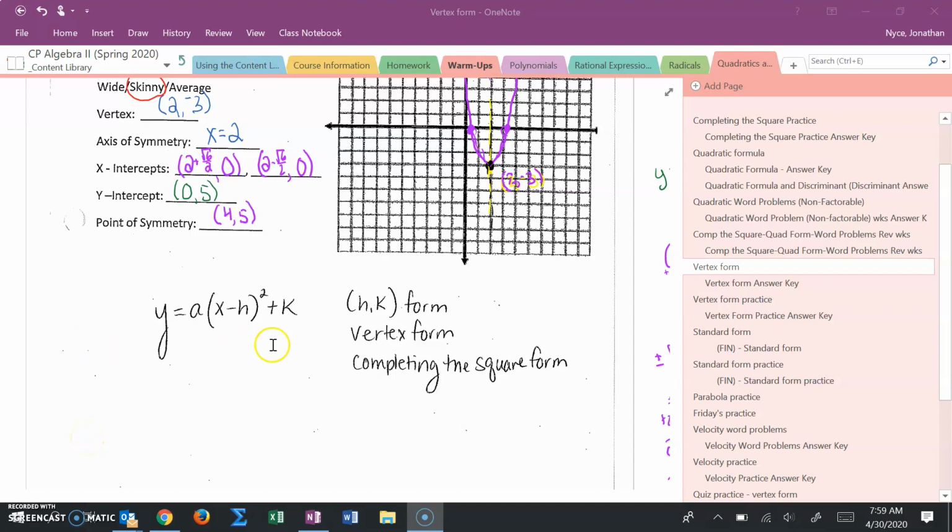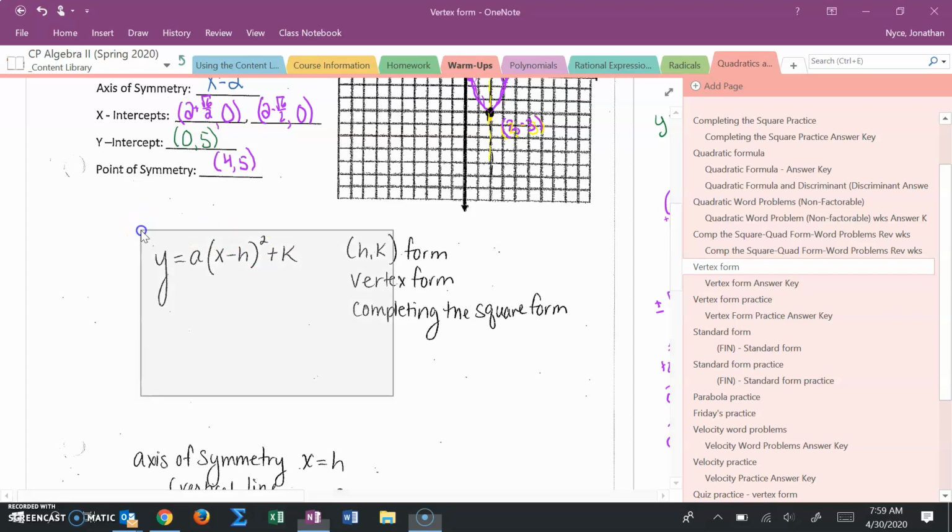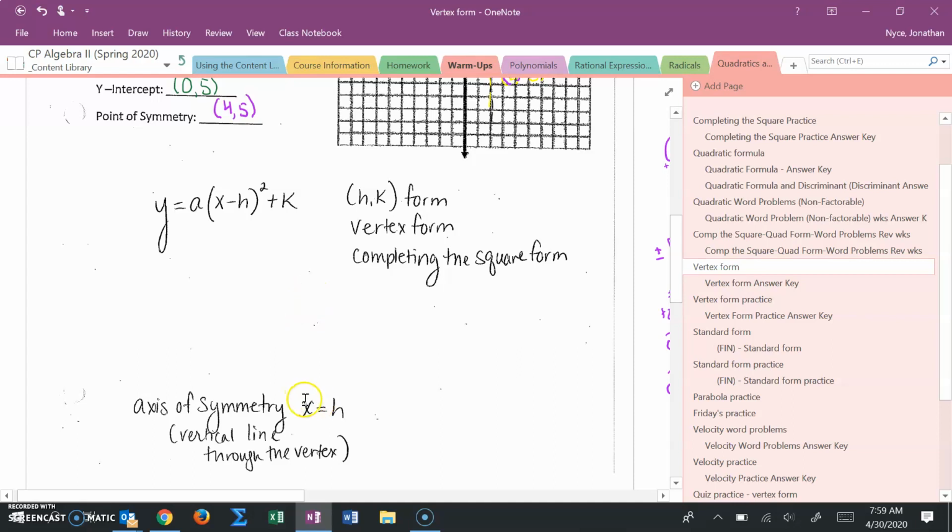Welcome back, everyone. We're going to go through one more problem of graphing a vertex form. Just a quick review. Remember, vertex form is y equals a times a quantity x minus h, that quantity squared, plus k. A tells us whether the parabola opens up or down. (h, k) is the vertex. The axis of symmetry is just that vertical line through the vertex, which is going to be x equals h.